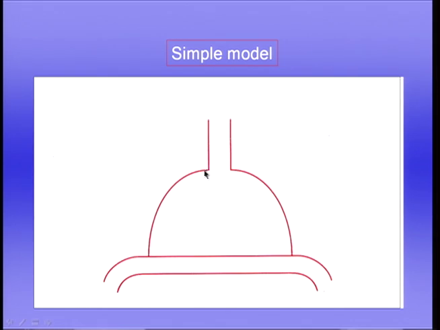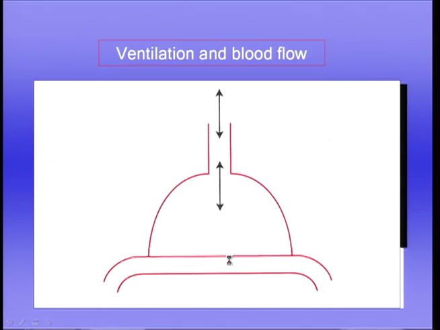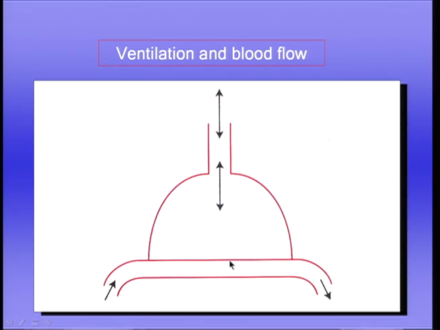Well, now let's look at some of the volumes and flows in the lung. Again, we're going to start with our simple model with the conducting airways here, the alveolar gas, the blood gas barrier, and the capillary here. And here we've added the ventilation and the blood flow, the ventilation coming in here and the blood flow coming in here. As I mentioned earlier on, I like to think of the lung as a symmetrical structure with ventilation on one side of the blood gas barrier and blood flow on the other.